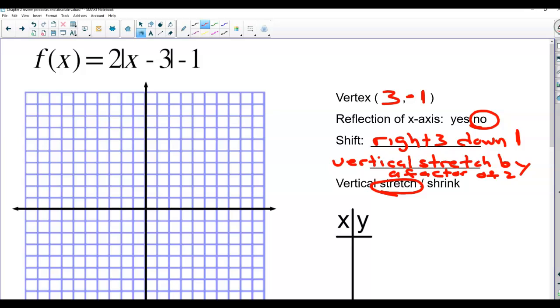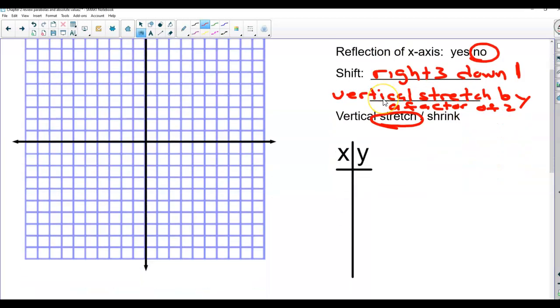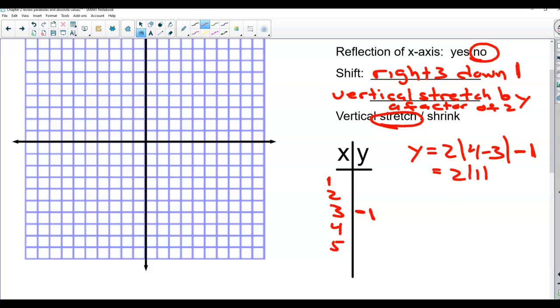When we go to graph it, my advice, put the vertex in the middle. (3, -1). I'm counting down. I'm counting up. If you can't do it in your head, that's okay. My y equals 2 times the absolute value of 4 minus 3, minus 1. Absolute value of 1. The absolute value of 1 is 1. And 2 times 1 is 2. 2 minus 1. We get 1. So at x = 4, y is 1.